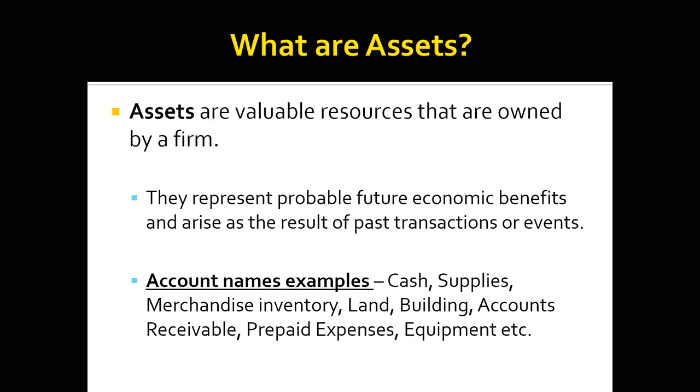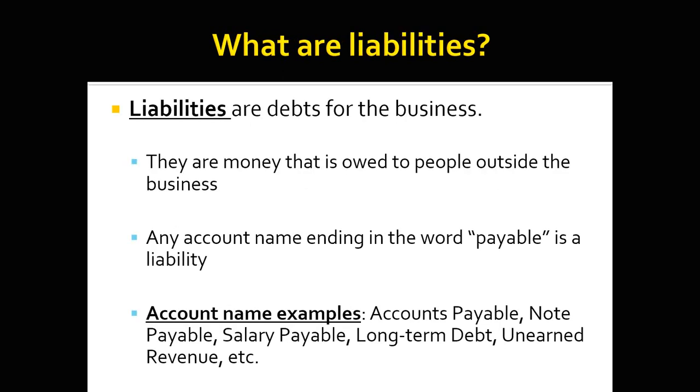Okay, now we're going to go to the next category, which is liabilities. So what are liabilities? Liabilities you can sum up in one word: debts. Just like us, businesses have debts. So liabilities are debts for the business. They are money that is owed to people outside the business. Please write this down. Any account name ending in the word payable is a liability.